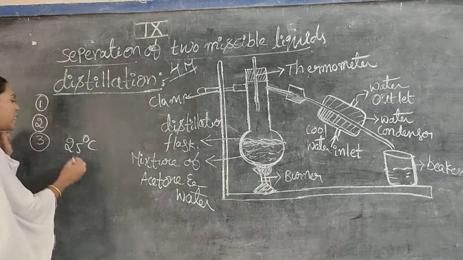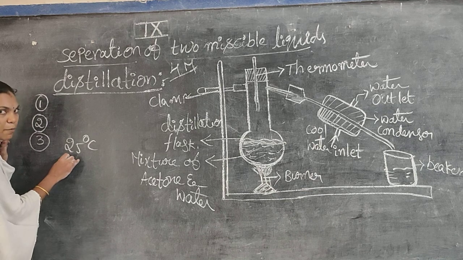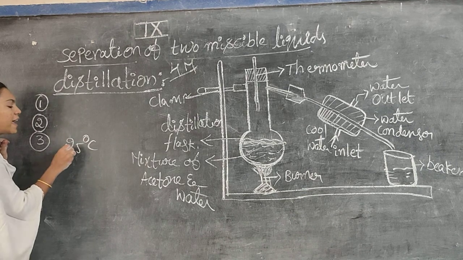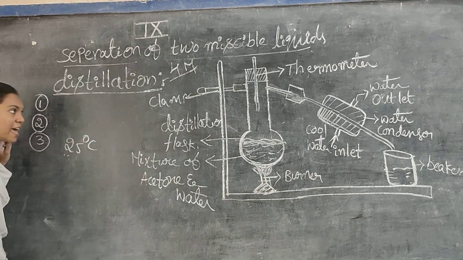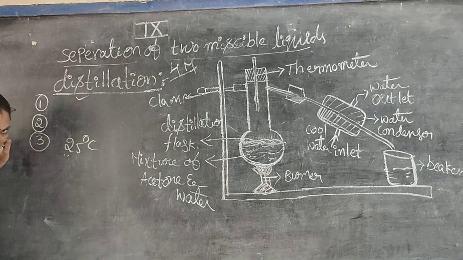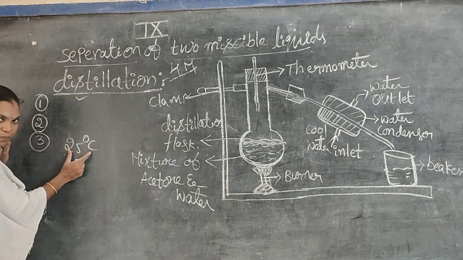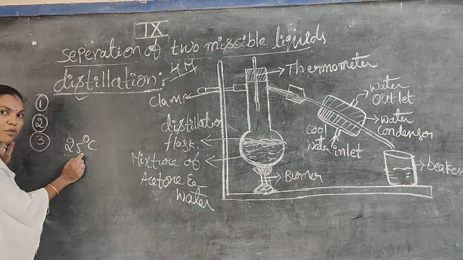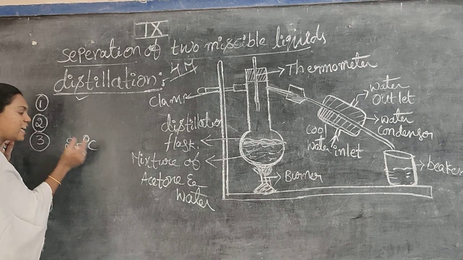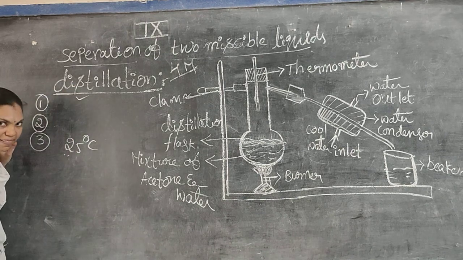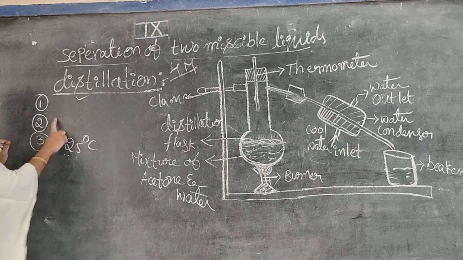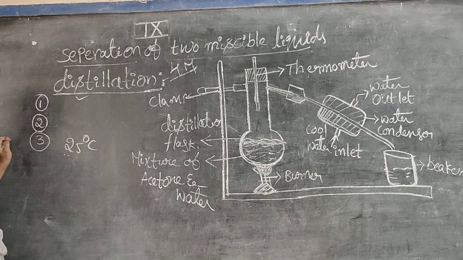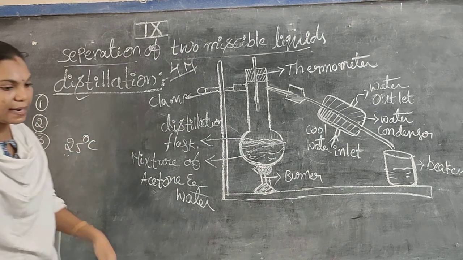Okay. So when the boiling points of two miscible liquids differ by more than 25 degrees Celsius, we apply the distillation process. That is the third point. Okay, that is the three points introduction. Now, what is the procedure going on here?